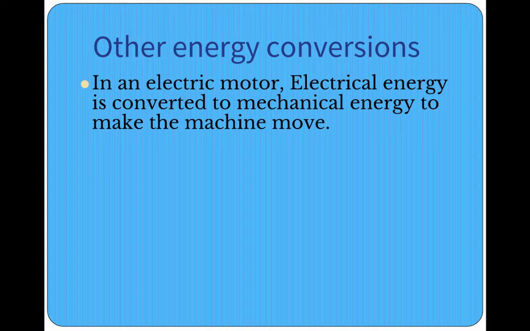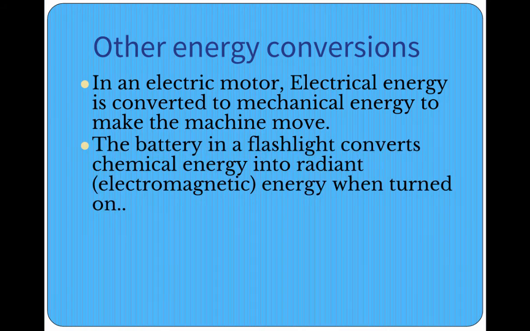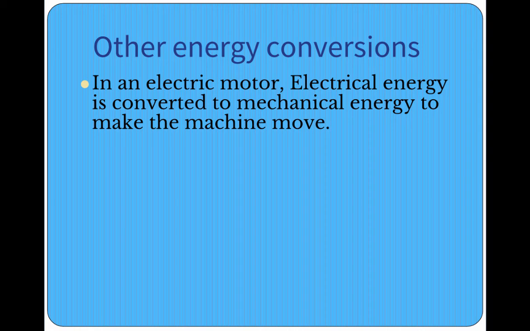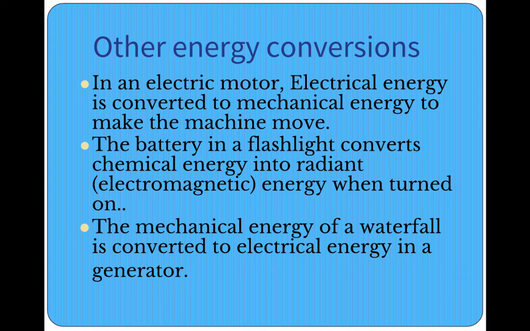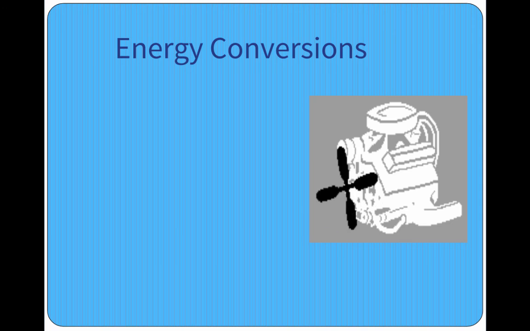In an electric motor, electrical energy is converted into mechanical energy to make the machine move, like a blender or a hand mixer. The battery in a flashlight converts chemical energy, that's the battery, into radiant or electromagnetic energy when you turn it on. Remember, radiant is anything that has or makes light. The mechanical energy of a waterfall is converted into electrical energy in a generator.